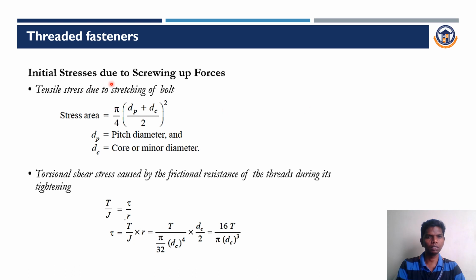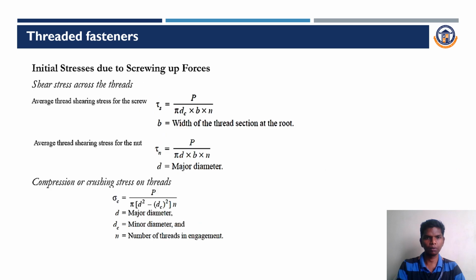And initial stress due to the screwing up of force, tensile stress is calculated by using this formula, and torsional stress is calculated by using this formula. Initial stress due to screw up forces, the average thread shear force is calculated by using this formula, and average thread shear stress for the nut is calculated by using this formula. For the screw we use this formula to calculate the average thread stress, and for the bolt the shear stress is calculated by using this formula.